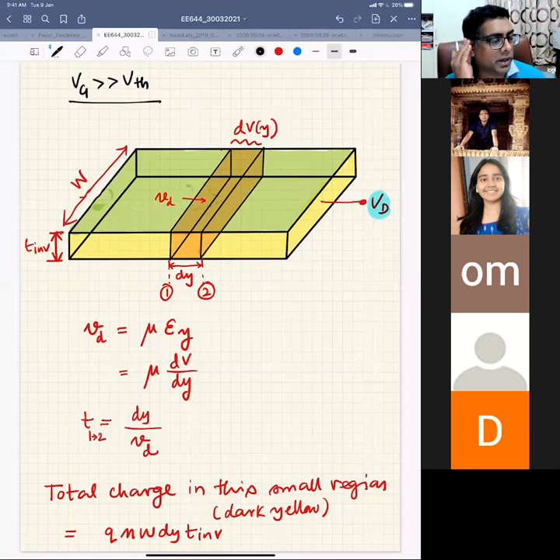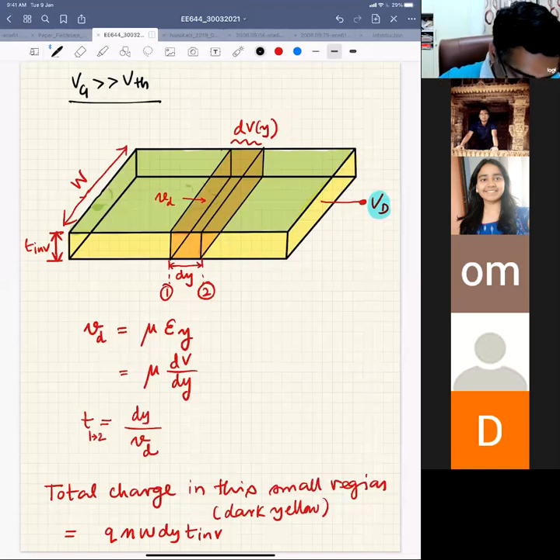When your gate voltage is more than the threshold voltage, we have a sheet of electrons sitting at the silicon dioxide interface. We call that sheet of electrons a channel. If you apply a voltage across this sheet of electrons, these electrons will start moving. Here I have drawn the inversion layer, that is the channel.